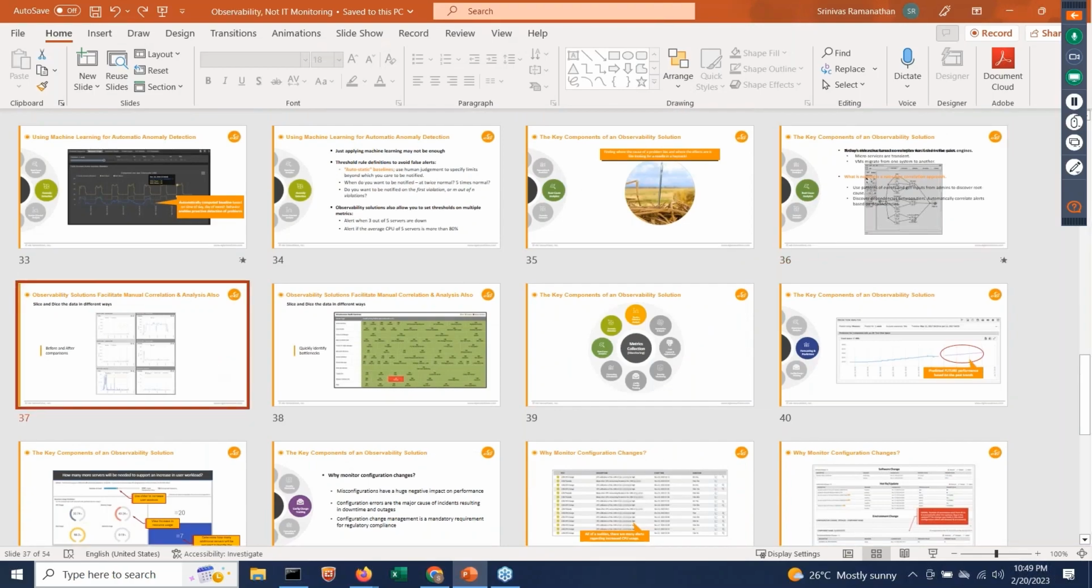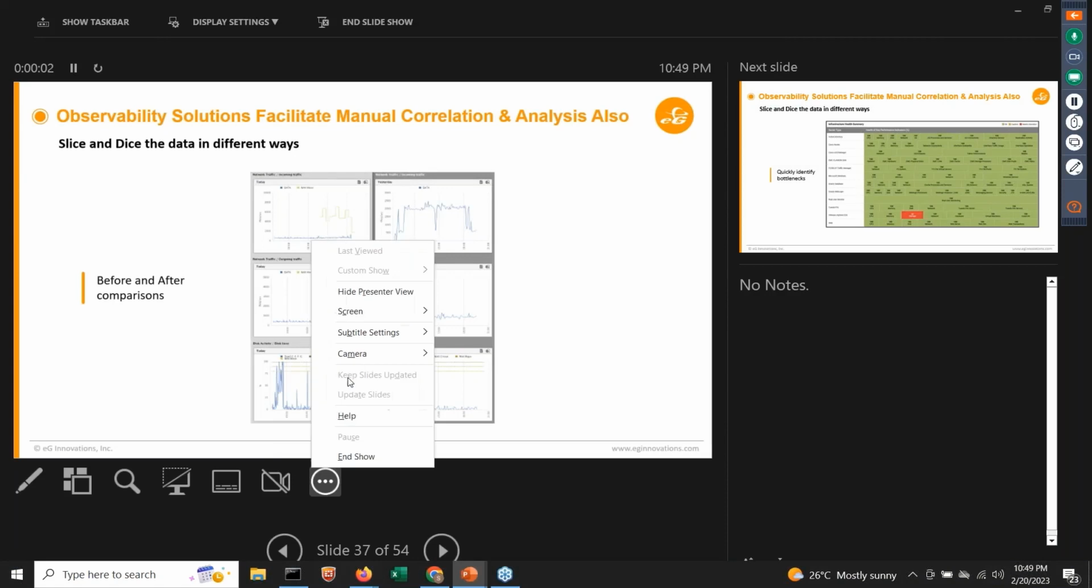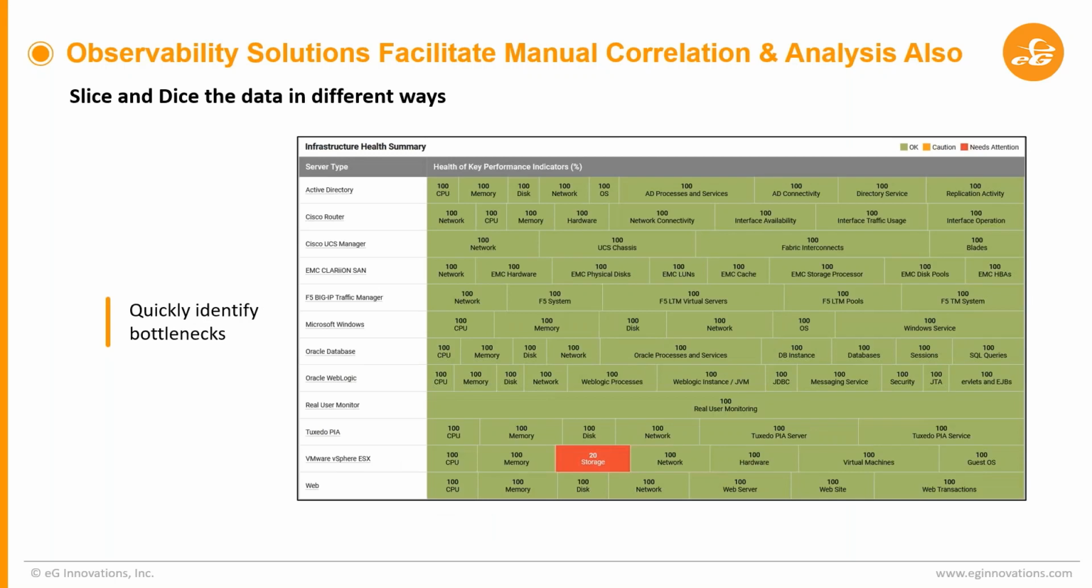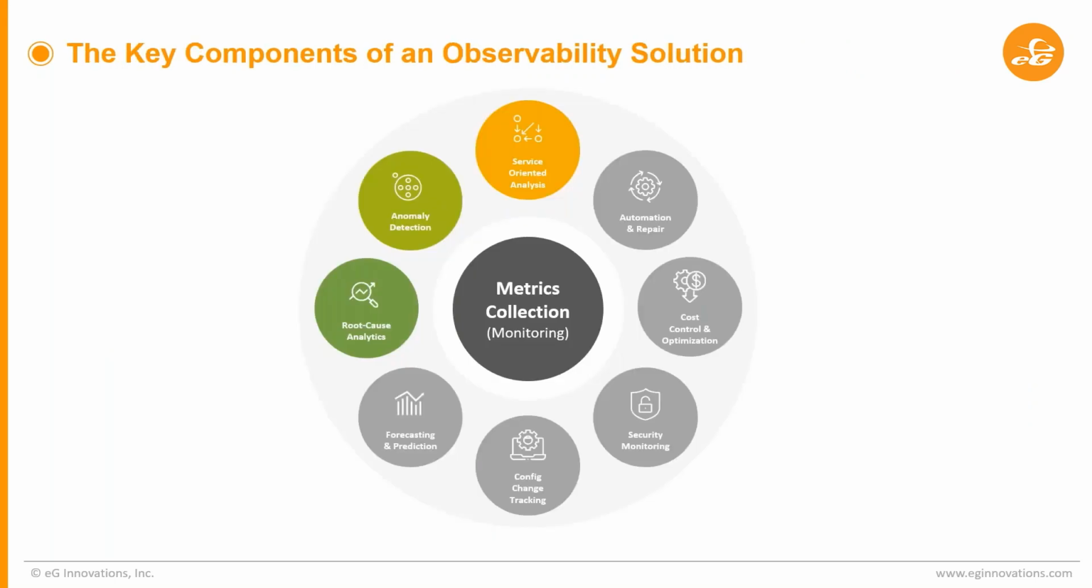An observability solution should also help you. The expert might not want to just look at alerts. They may want to look at detailed insights. So the observability solution must facilitate manual correlation and analysis as well. So we have different types of slice and dice reports within our tool that allow you to compare performance metrics across different quadrants. I'm not going to go into the details of these reports, but if you're interested, there are reports available within the tool.